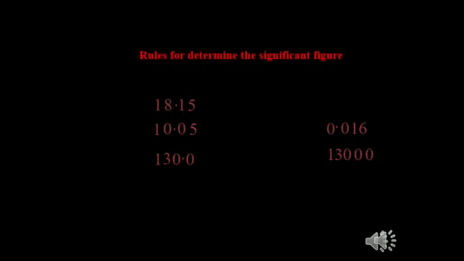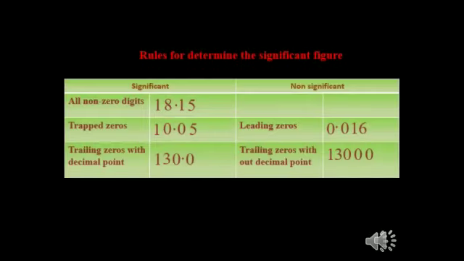Rules for determining the significant figure. All non-zero digits are significant. For example, 18.15. Here, these all are non-zero numbers, so all are significant. So, significant figure in this case is 4.